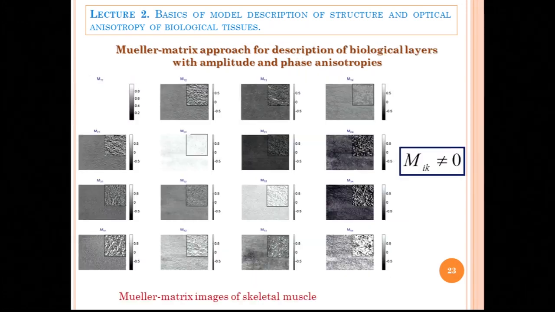What about the experiment? The experiment proves this situation. For the skeletal muscle tissue, you can see this whole set of Mueller matrix images. And not one of these Mueller matrix images is zero, because it tells us about the presence of all four processes, birefringences and dichroisms, in one tissue at one time.